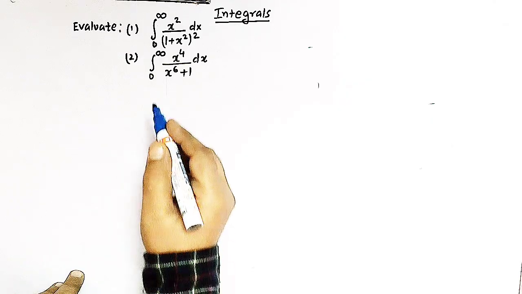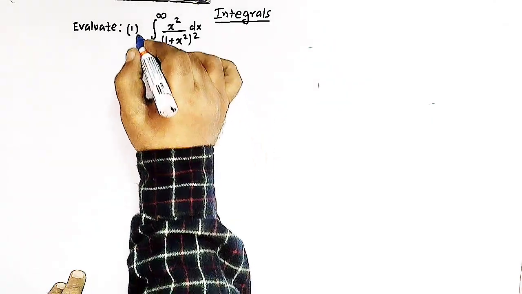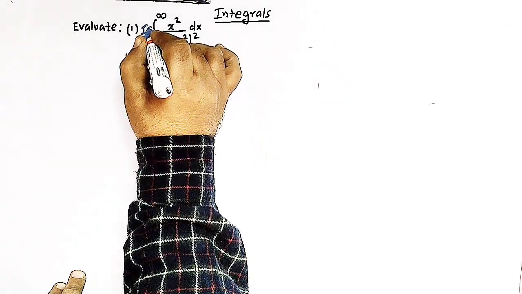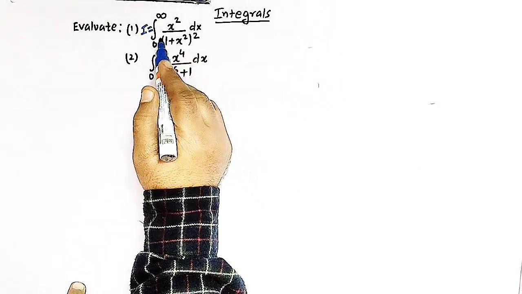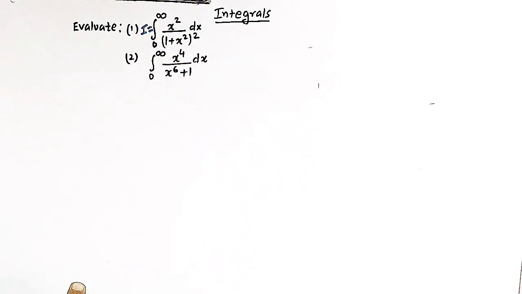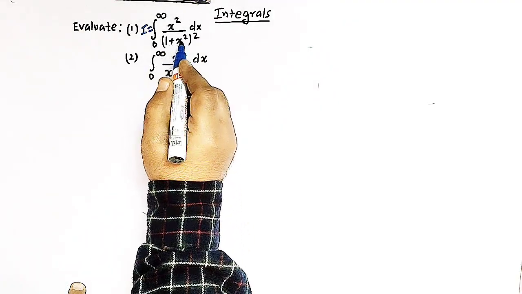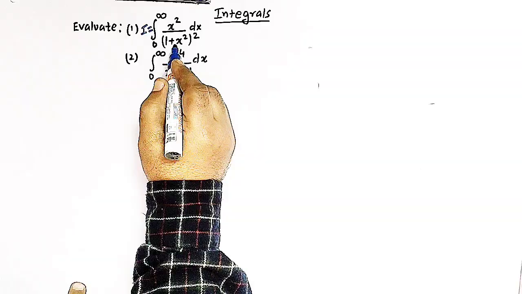So let us first consider this integral, and let us call this integral I, right? So here we'll solve this integral with the help of beta and gamma functions. So let us start with the method of substitution, right?